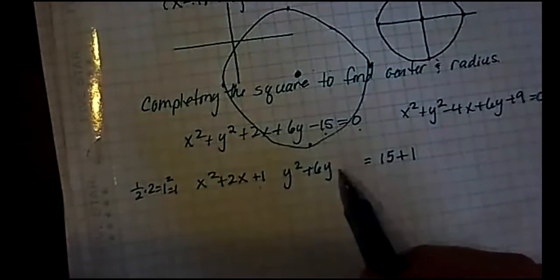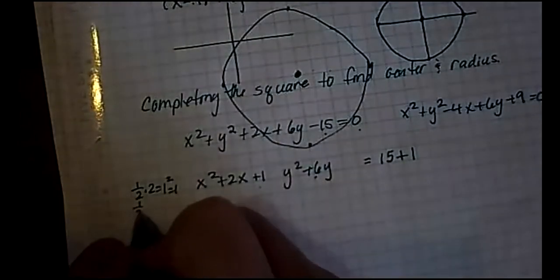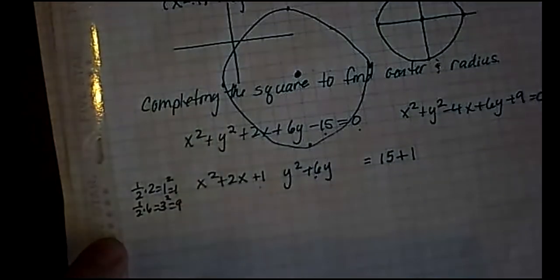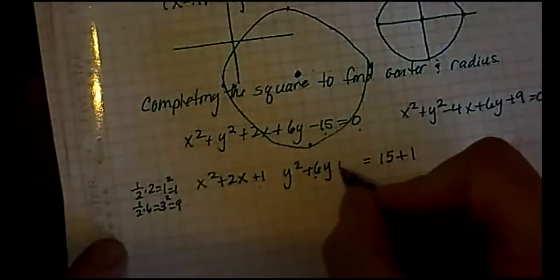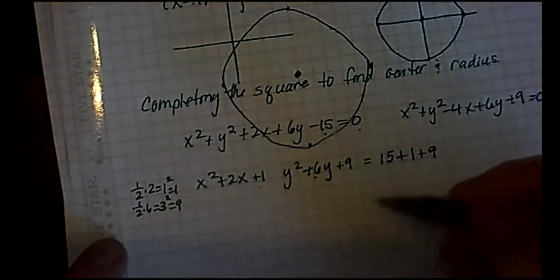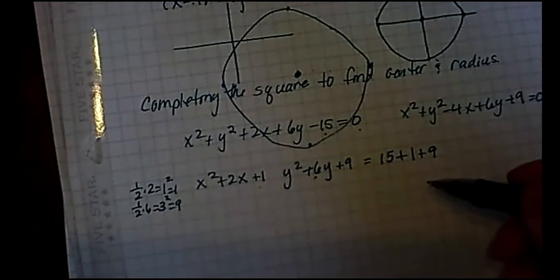All right, now here we're going to take half the middle term. So we're going to take half of 6 is 3, and we'll square it, and we'll get 9. So half the middle term squared is 9. Don't forget to add it to the right side. It's easy to forget because you got to balance it. You can't just add a value to one side of an equation.